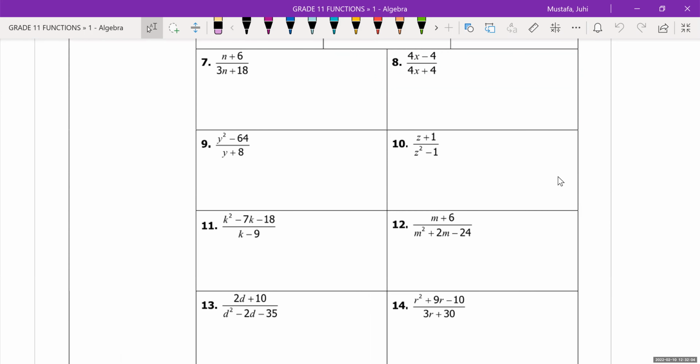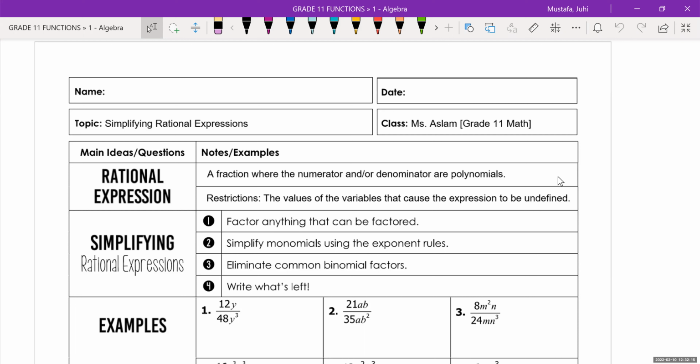Just another note, restrictions, that's a word that I'm going to describe a lot. I'm going to tell you the definition, but then when we actually get down to doing the questions, it'll make a little bit more sense. Restrictions are the values of the variables that cause the expression to be undefined. And like I said, I'm going to wait on that and I'll explain it a little bit more when we get into the questions. So here are the 4 steps to simplifying rational expressions.